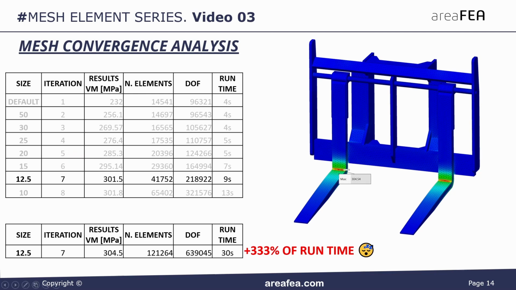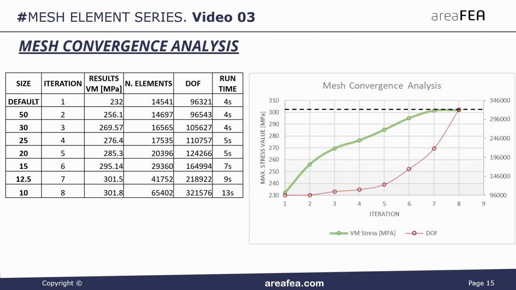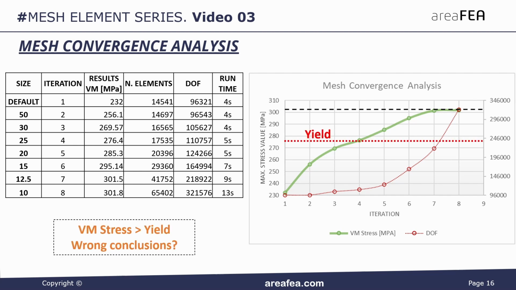Let me know in the comments what you think about all of this. And I have one last question for you. Until now, we have been working with static analysis and linear simulation. Therefore, do you think that the fact that we crossed the yield of the material is affecting our convergence analysis conclusions? Let me know in the comments what you think. Of course, we will continue investigating these interesting topics in the next videos.